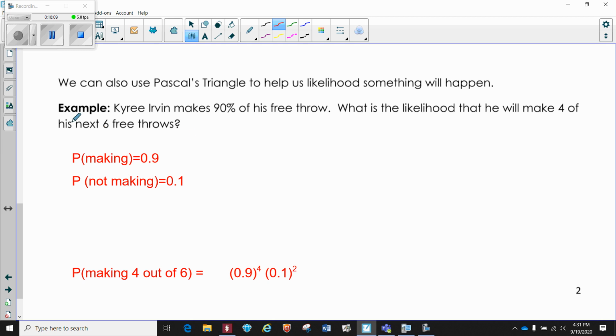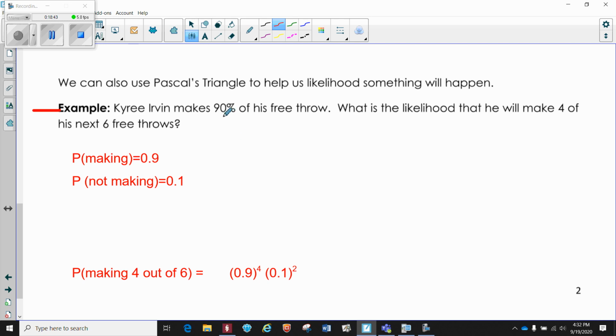All right, so this one up here says Kyrie Irving makes 90% of his free throws. What is the likelihood that he will make 4 of his next 6 free throws? All right, so I'm just going to look at this as a probability problem. The probability of making the free throw is 90%, so it's 0.9. That means the probability of not making a free throw would be 0.1, because this has to add up to 1 exactly.